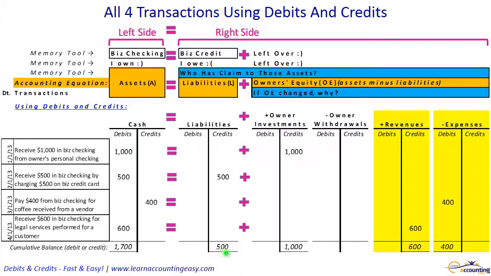We did the same thing with all of the other accounts. We just added up the debits and credits to get to the total as of April the 1st. In this case, we just had one transaction for each of these accounts, so it was easy to add up.